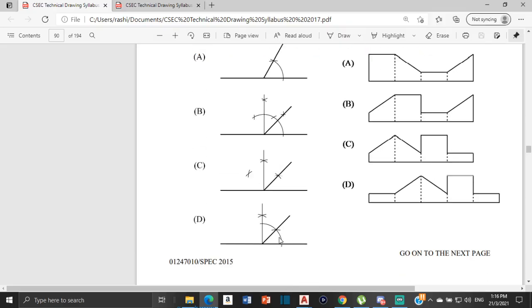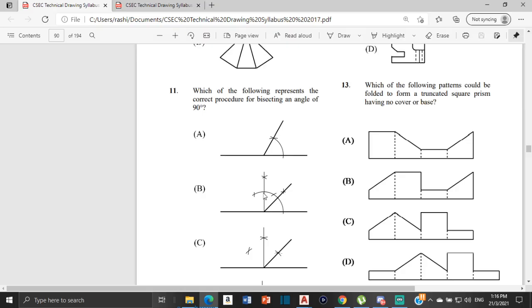Okay, and right here at D, this is a 60-degree angle, so we're not bisecting the 90, we're just creating a 60-degree angle. Okay, so the answer has to be B, because in A we're not bisecting anything either.